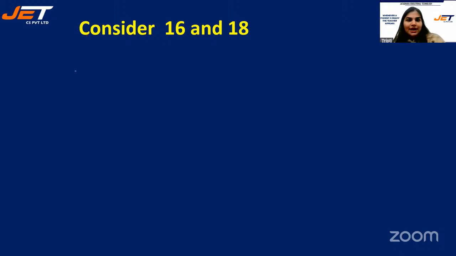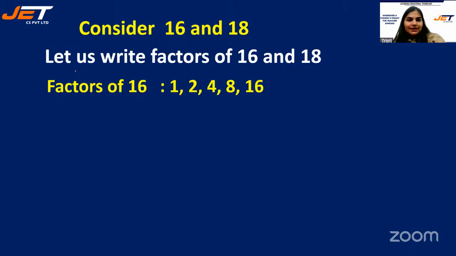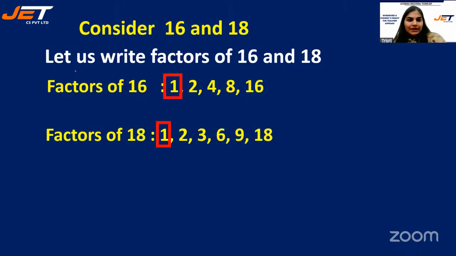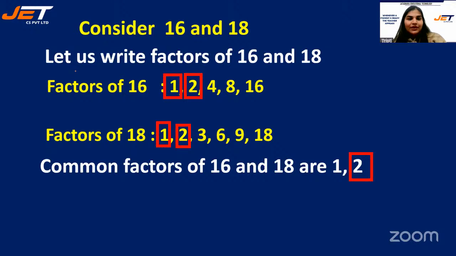So 16 and 18, we will write the factors of 16. Writing the factors of 18: 1, 2. These are the common factors of 16 and 18, but the highest is 2. HCF is 2.